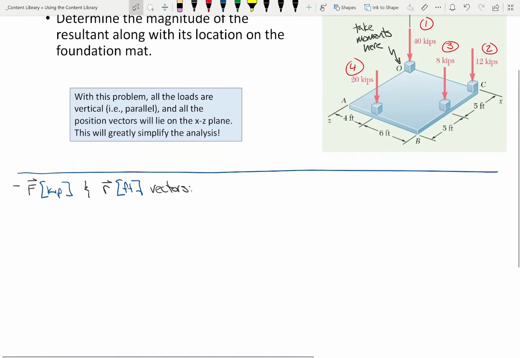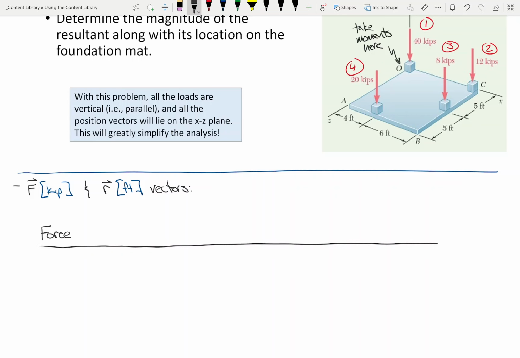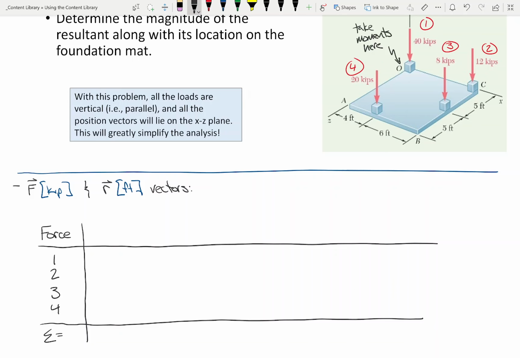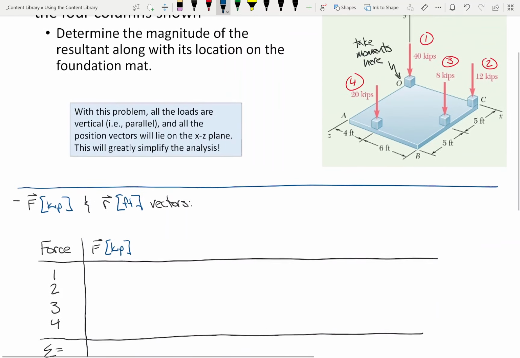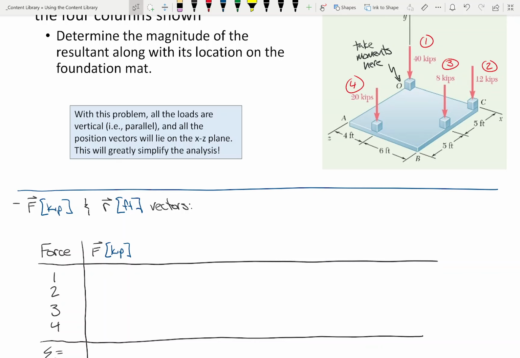So we sort of did this last time. We'll put a sum down here. Let's do our force vectors first. And I'm doing the force vectors first because I think they're the easiest. Okay. Help me out. I've got 40 kips, 8 kips, 12 kips, 20 kips. Along which direction are all of these forces acting? Like x-axis, y-axis, z-axis, what axis?